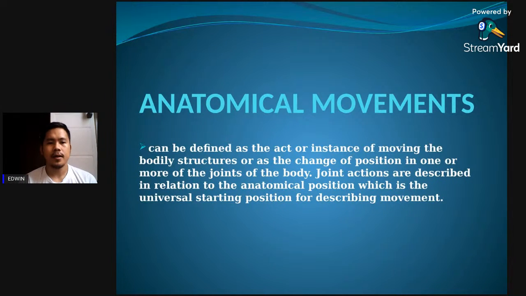Anatomical movements can be defined as the act or instance of moving the bodily structures, or as the change of position in one or more of the joints of the body. Joint actions are described in relation to the anatomical position, which is the universal starting position for describing movements.